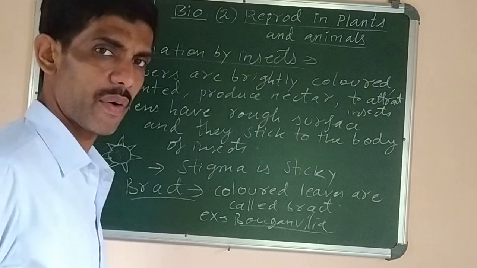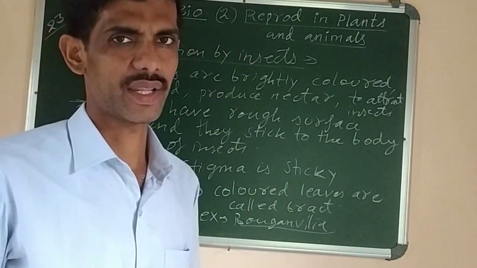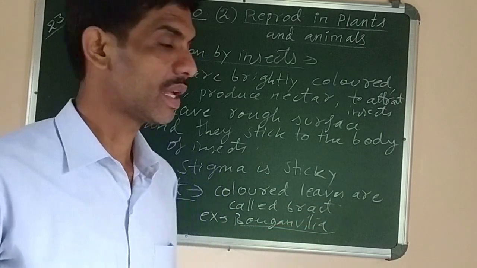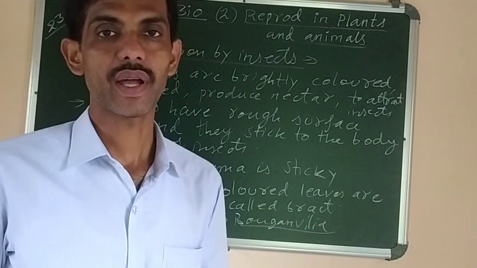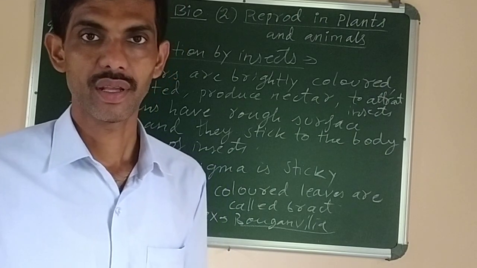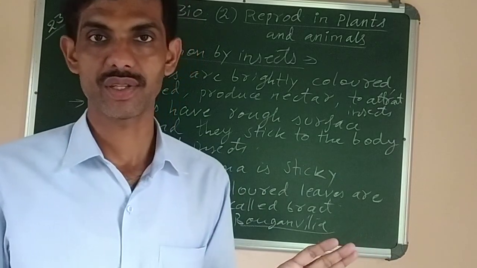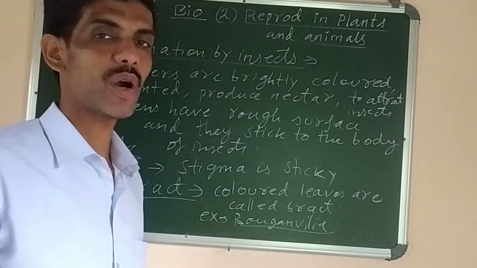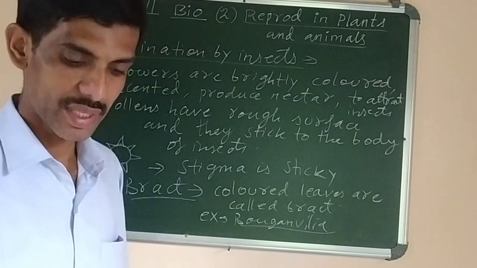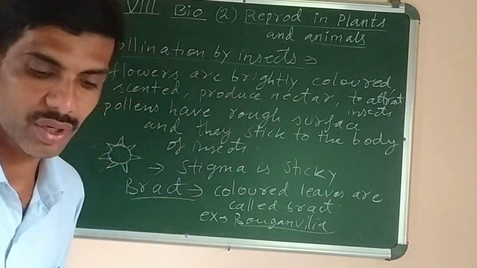Bougainvillea is the name of the flower, in which the flowers are small, white in color. They are not so attractive, but the leaves which are colorful makes the bougainvillea plant very attractive in nature. So their function is to also attract the insects to bring about pollination. Although they are not parts of flower, but they help to bring about pollination by attracting the insects. Now next topic which we have to do is fertilization.